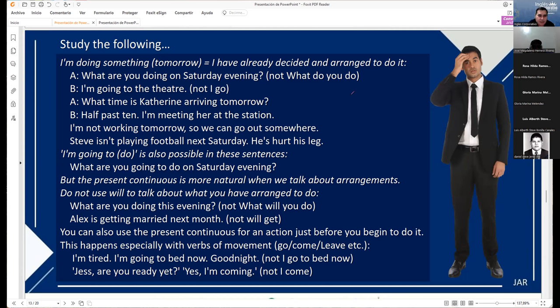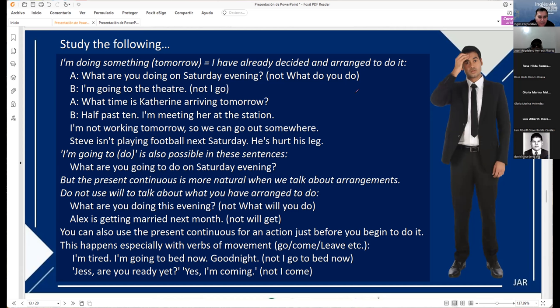What time is Catherine arriving tomorrow? 10:30. I'm meeting her at the station. O sea, nos pusimos de acuerdo para que la encuentre en la estación. I'm meeting her at the station. I'm not working tomorrow, so we can go out somewhere.